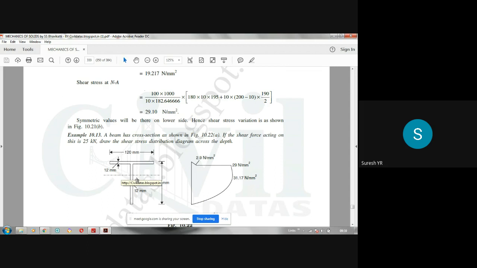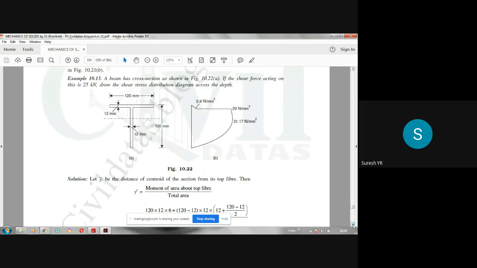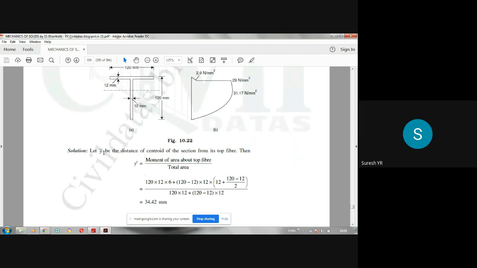Then we have to calculate I. In this case, because of the unsymmetrical condition, the T section is unsymmetrical, so we have to calculate the distance of centroid first. So y bar, or yt you can take. Let y bar be the distance of centroid of the section from its top fiber. So from the top fiber we have to calculate the distance of the centroid. Either you can calculate from top fiber or bottom fiber, whichever is convenient for you. In this case, he has taken from the top fiber, which is nothing but yt.